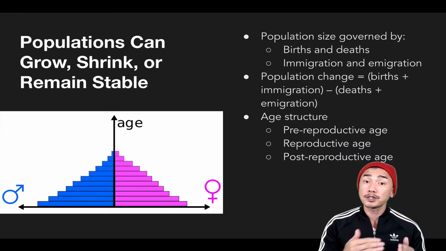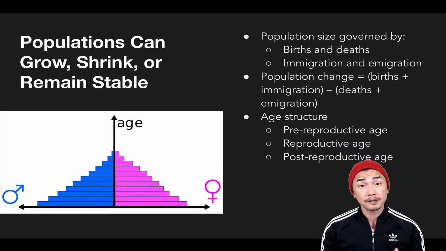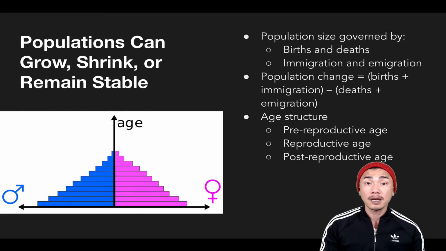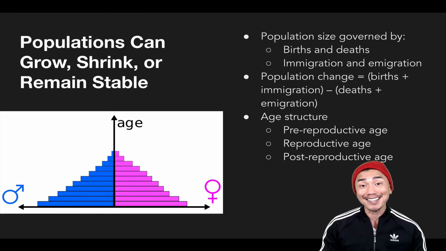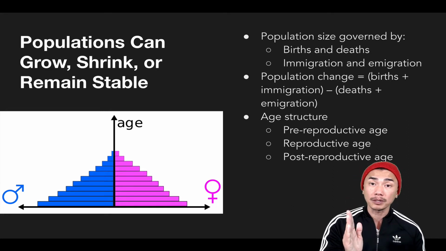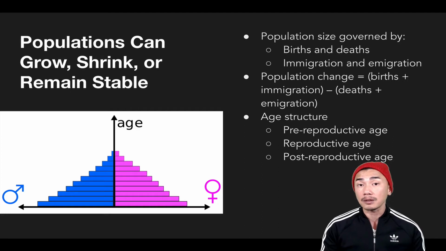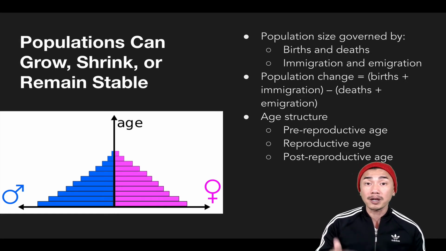Population size is determined by births and deaths, but also by immigration and emigration. Immigration is movement into an area, and emigration is exiting an area. Population change can be calculated by taking the number of births and immigration, which increase population, and subtracting deaths and emigration, which decrease population. We can also look at a population by breaking it down into age groups.